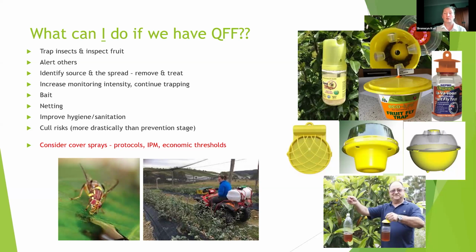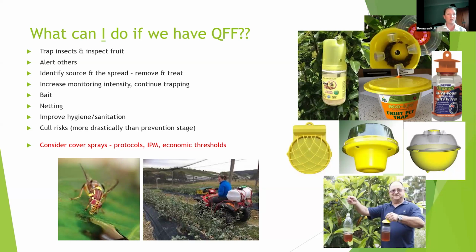If we keep getting fruit fly in the Yarra Valley, we are going to have to increase our monitoring intensity. That means more traps in a small area, and we're going to have to continue this for a longer period of time. So it might be the whole summer, or we might need to start earlier, or we're probably going to have to trap every year from now on because fruit fly is going to continue to be a risk.